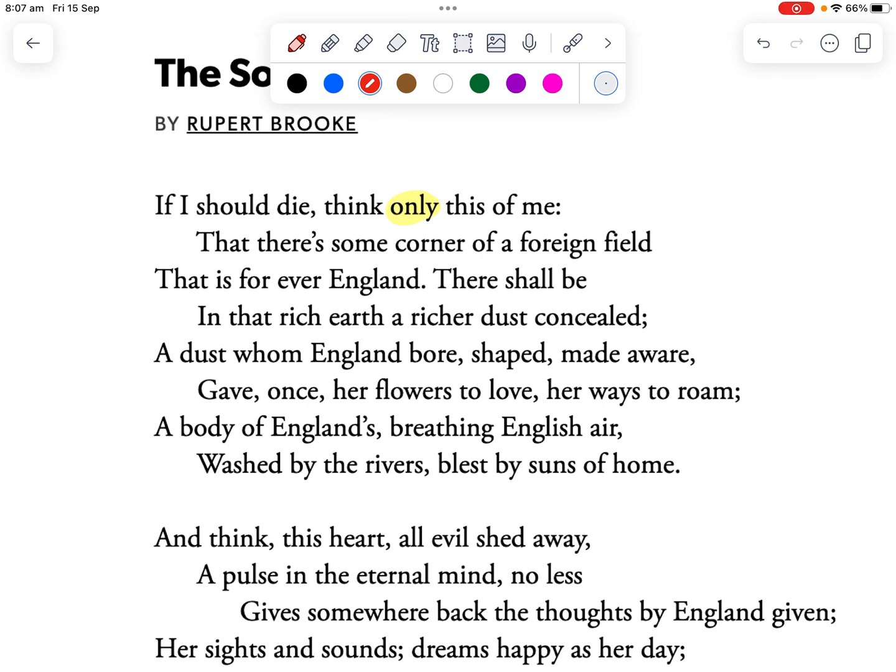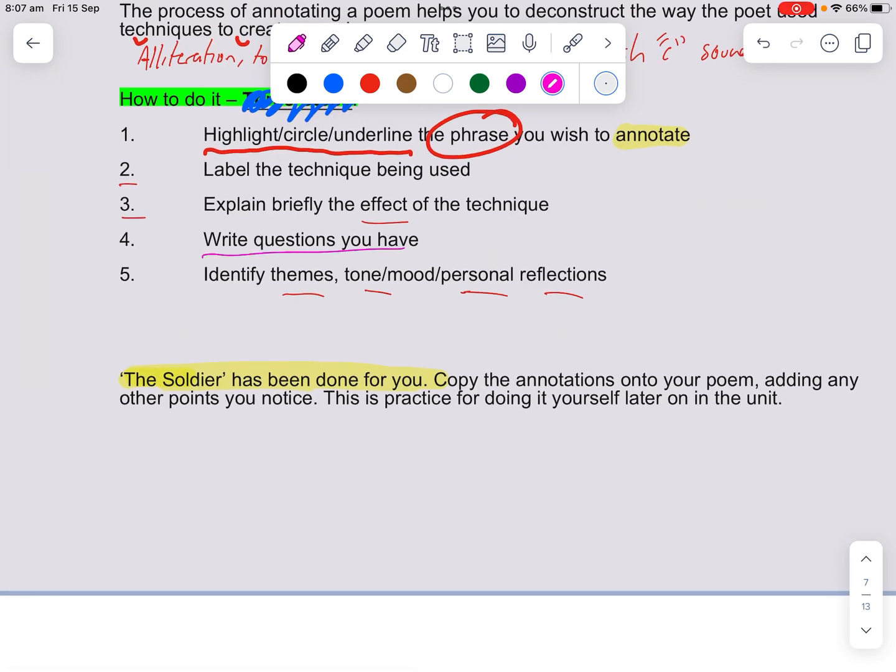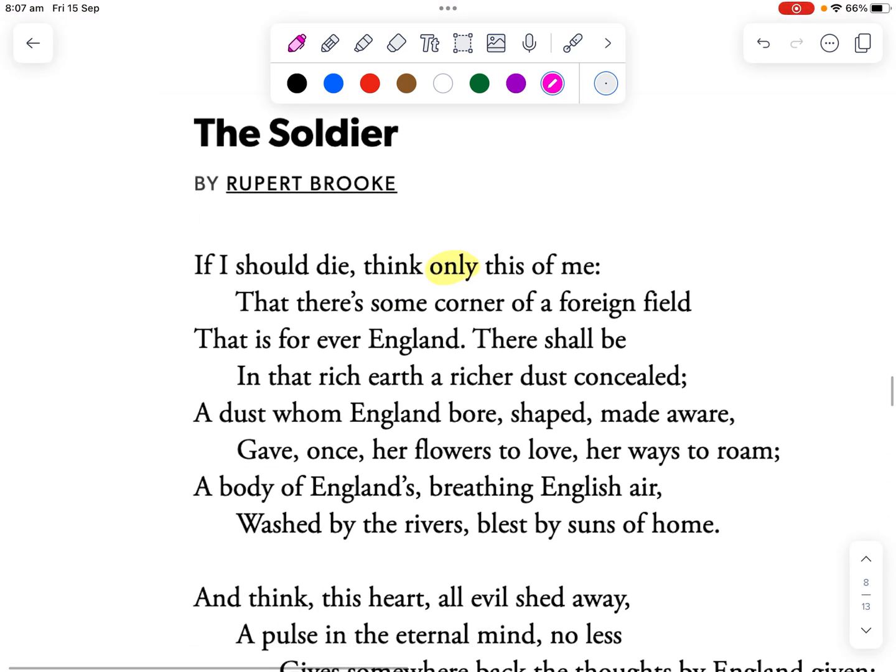If I should die, think only this of me, that there's some corner of a foreign field that is forever England. Now, I have questions here. I'm like, well, this is strange. So I'm doing step four right now: write down questions you have. This is odd. He says, think only this of me. And my first thought is, why think of a field in another country when I die? Why only that?